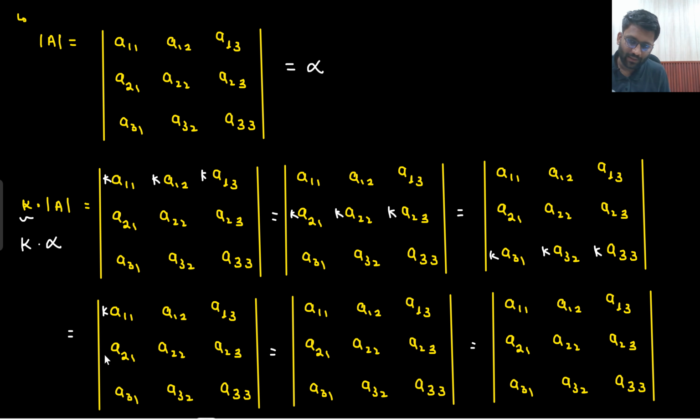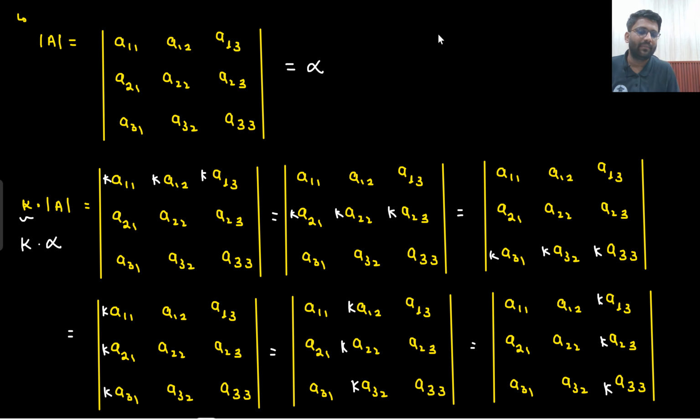What can I do? I can multiply k with the first column, or I can multiply k with the second column, or I can multiply k with the third column. So this k going inside will get multiplied into either one of the rows or one of the columns. And if I need to take this k outside, then directly it will come outside.